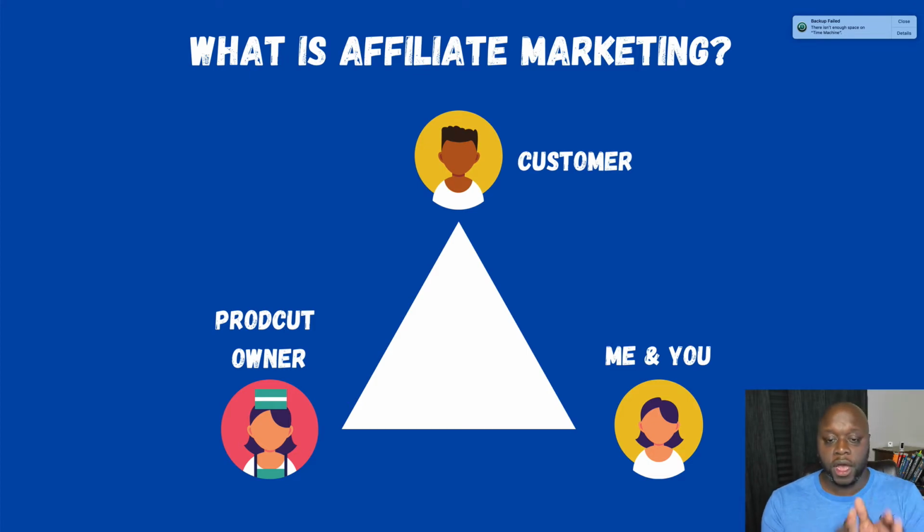So the customer has a problem. Let's say they're overweight, they want to lose weight, they want to look better, they want to get in better shape. When they have a problem, they go to the internet. You, the content creator, are going to create content to solve the problem, and you're going to recommend a product, a solution that's going to help them even more. And the product owner can be anyone, anything that has a product that they want to sell, and they're going to use the affiliate marketer to get in front of the customer.